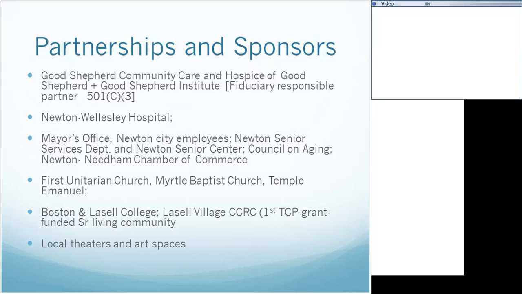The Doula Givers comes out of the doula movement, which was helping with childbirth, and now it's helping people with the transition into end of life and obviously working for better end of life care.